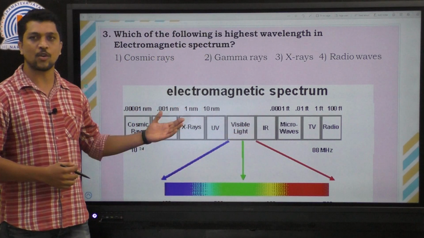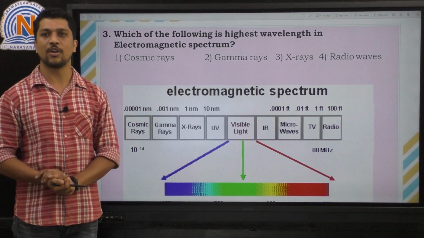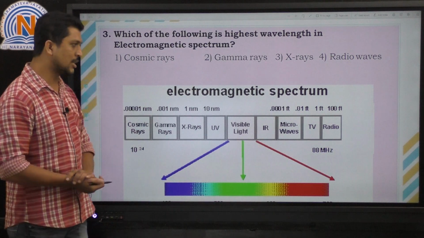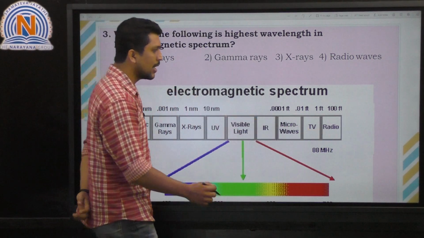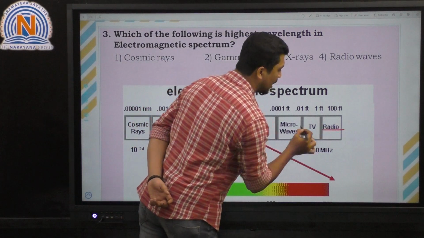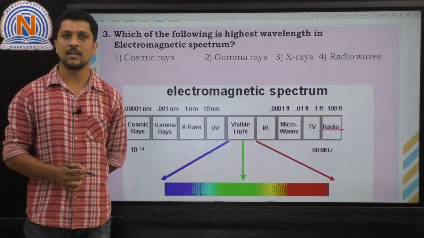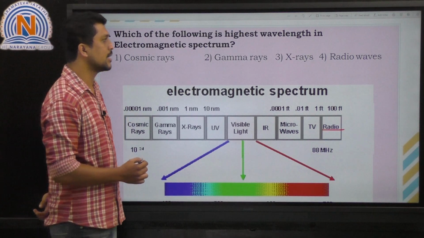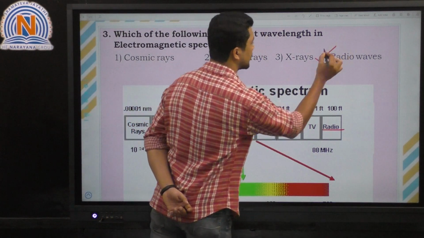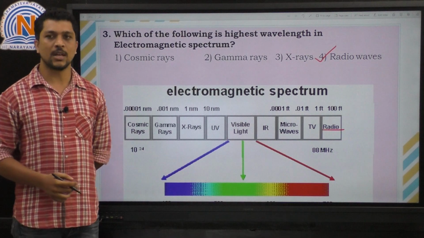So in this electromagnetic spectrum, which one is the highest wavelength? If you see this spectrum, the radio waves, which are present at around 100 feet of wavelength, have the highest wavelength in the electromagnetic spectrum. So the correct option is radio waves. Clear? Let's move on to the next question.